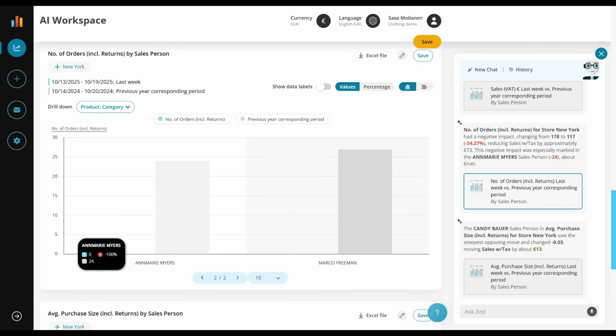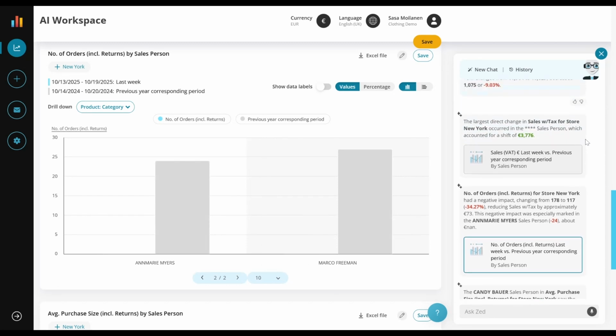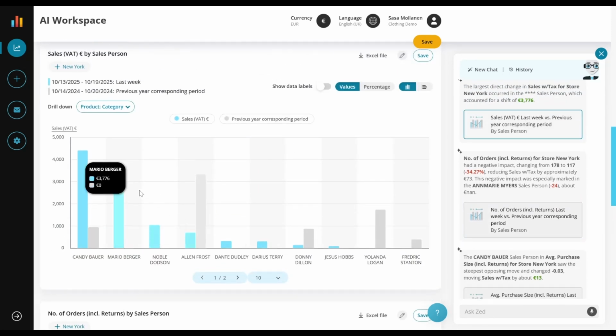So for the 9% sales drop, the key contributing factor actually was this 34% drop in the number of orders. And one specific salesperson did very well previous year that was not working now last week. On the positive side, we had here Mario Berger, who actually did good sales now last week, but that didn't help to salvage the whole situation, but we did drop 9% in sales in New York.